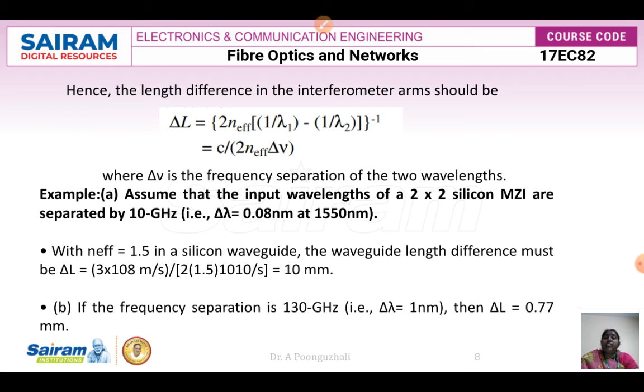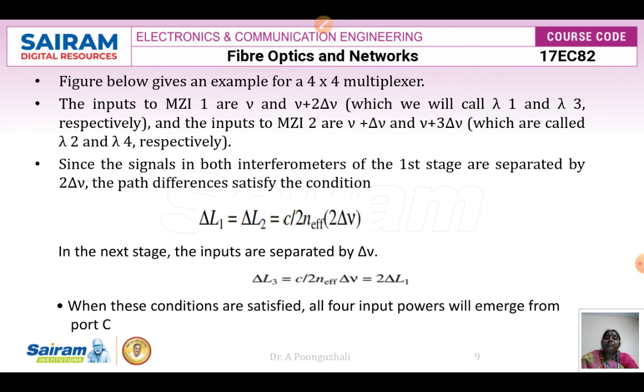So in this case, if the frequency separation is going to be 130 gigahertz, then the del L value, if I am going to calculate again, for 130 gigahertz, your delta lambda is going to be 1 nanometer. In that case, the del L value is going to be 0.77 millimeters there. Substitute in this formula, again you will be getting the value to be 0.77 millimeters.